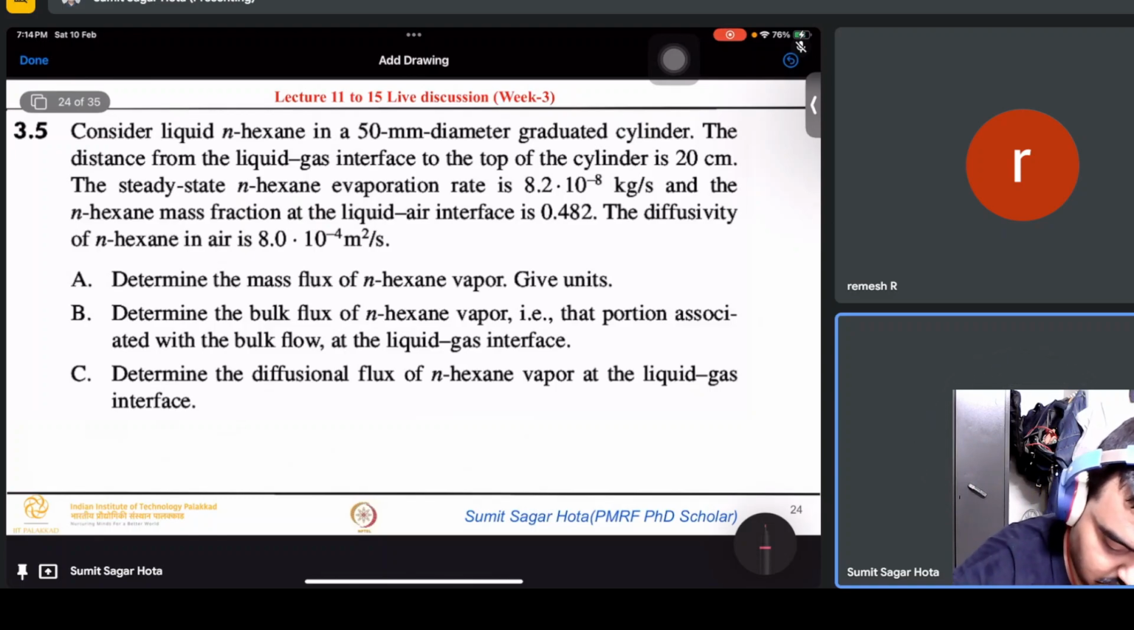What's the question? The liquid n-hexane in a 50 mm graduated cylinder. The distance of the liquid-gas interface to the top of the cylinder is 20 cm. The steady state n-hexane evaporation rate is 8.2 into 10 to the power minus 8 kg per second, and the n-hexane mass fraction at the liquid-air interface is 0.482. The diffusivity of n-hexane in air is 8 into 10 to the power minus 4 meters square per second. Determine the mass flux of n-hexane vapor. Give units. Determine the bulk flow of n-hexane vapor at the liquid-gas interface. Determine the diffusional flux of n-hexane vapor at the liquid-gas interface.